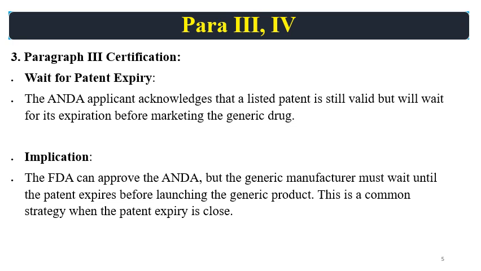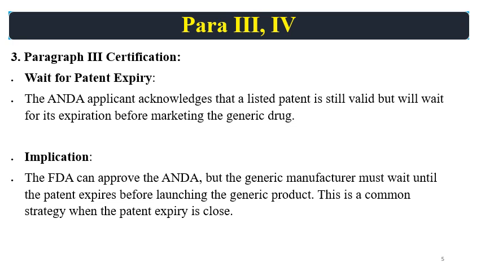Coming to para 3, para 3 means patents are there and patents are valid. The ANDA product may infringe or may not infringe, that is a different thing, but the ANDA applicant is going to wait till the patent is expired. So waiting for the patent expiry is the main thing to remember for para 3. The ANDA applicant acknowledges that the listed patent is still valid but will wait for its expiration before marketing the generic drug.